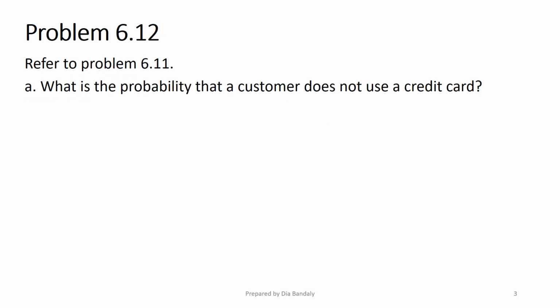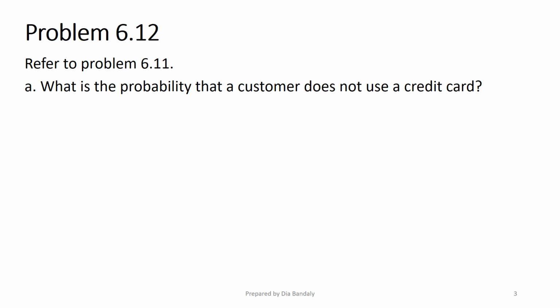Okay, problem 612. Here we are referring to the same data used in problem 611. It's about the payment method. So remember we had the cash, credit card, and debit card. Now the question is, what's the probability that a customer does not use a credit card? What do you think? How do we answer this question? Remember we learned a very important probability rule, right? Called the complement rule. What's a complement rule? It says that the probability of a complement of an event is 1 minus probability of this event.